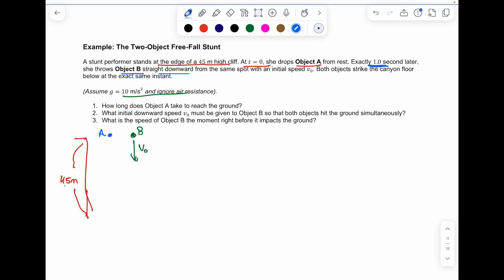So we're solving for A. We know it's 45 meters tall, and we're just dropping it. Which equation is that going to be? For blue, I know that v initial equals 0. V final we don't know. We know y1 is 45 and y2 is 0. We know a is negative 10, and we don't know t. That's what they're asking: how long does the object take to reach the ground? So we're going to solve for t.